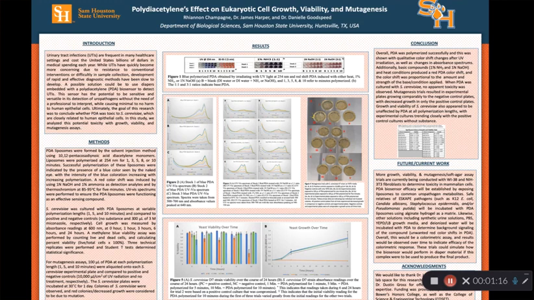So what we did in this study is we wanted to make sure that polydiacetylene was not toxic to eukaryotic cells, or cells that are closely related to human cells. We used the model S. cerevisiae, or D7 yeast, in order to determine whether it was toxic or not.